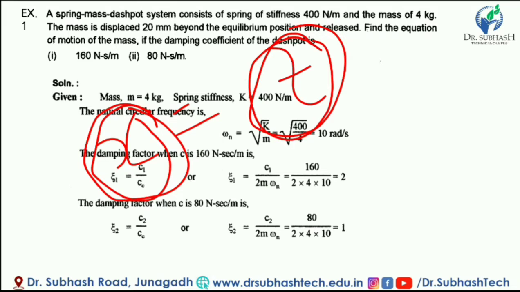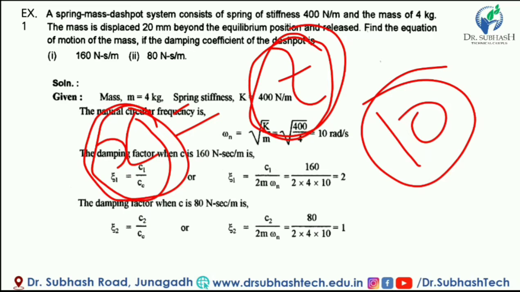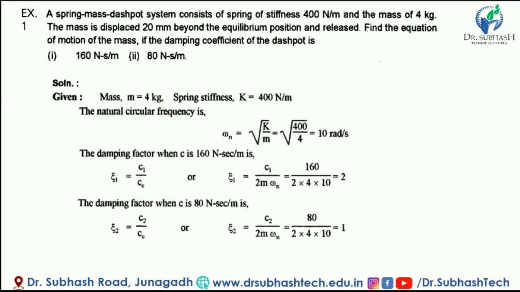We can say that if we want to find the displacement of mass after 10 seconds, we put the 10 seconds in this equation and find the displacement of mass. That type of equation we have to find in this example. In this example, two damping coefficients are given.